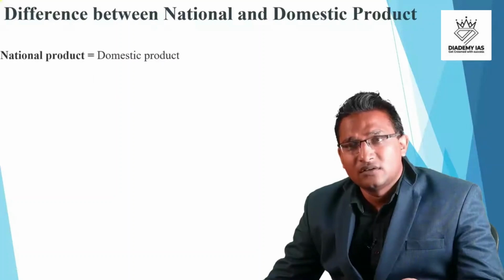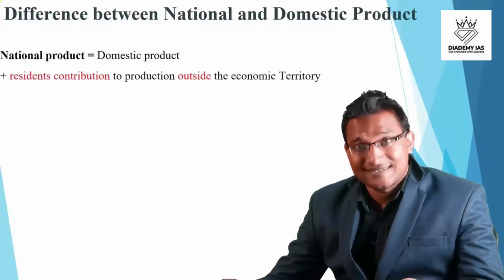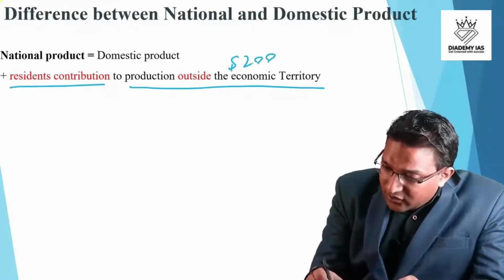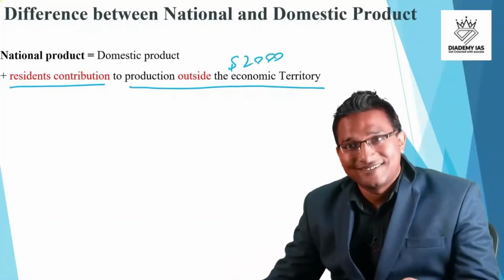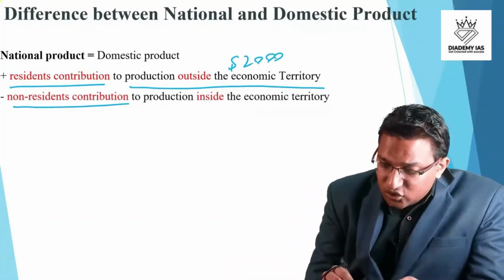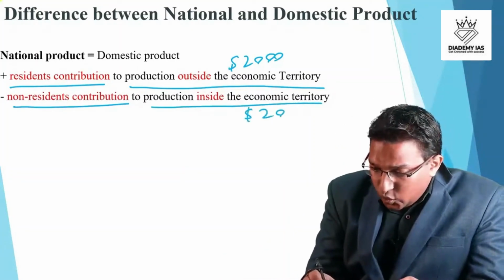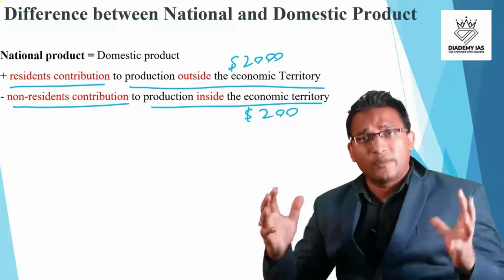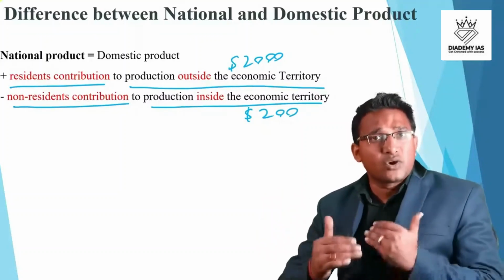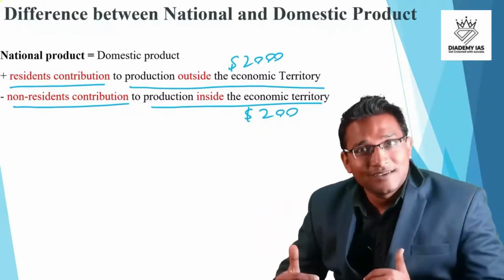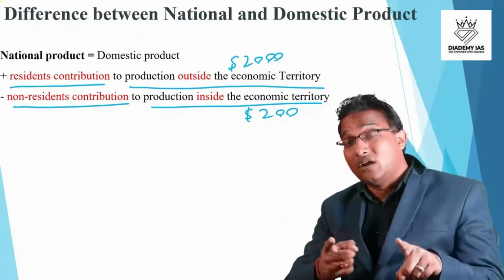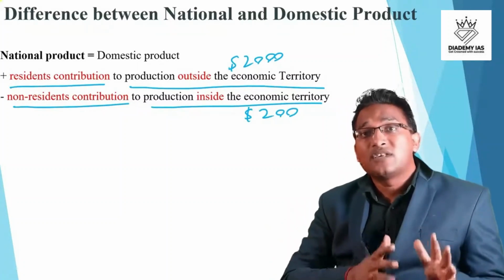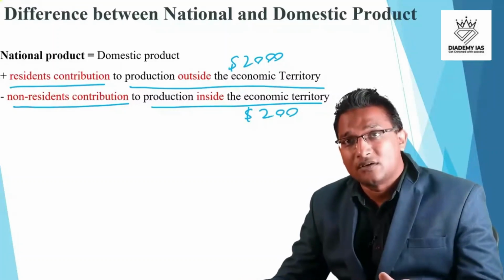Difference between national and domestic product. National product is the domestic product plus the resident's contribution to the production outside the economic territory. Example is the $2,000 earned by Samir, minus the non-resident's contribution to production inside the economic territory, that is $200 earned by Mr. Robert. So friends, I am giving you different terminology, because in the examination hall you can find different terminology, but the concept remains the same. I have picked up one example of $2,000 and $200, and I can fit that example anywhere. The language might change, but the concept will remain same. So you have to pick up the concept, right?